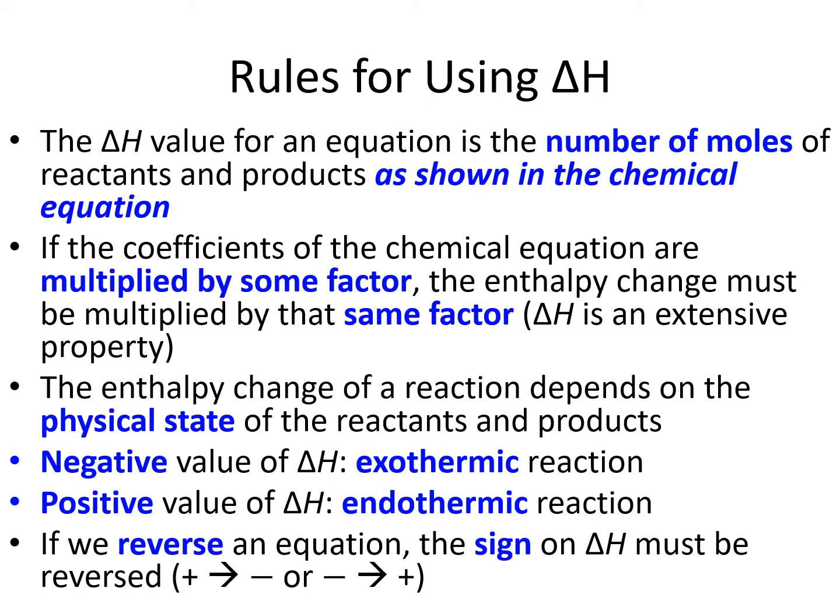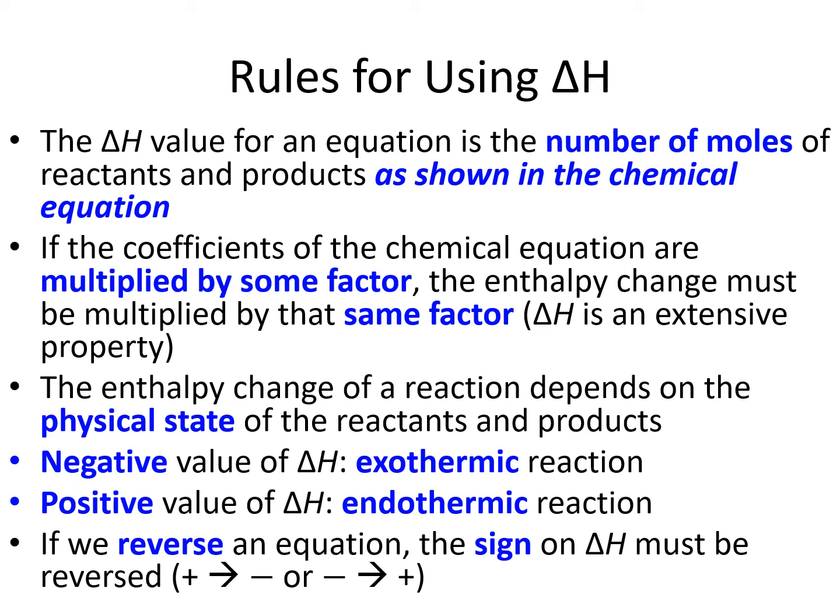We need to follow some rules for using delta H. First, values for delta H are tied to the coefficients in the chemical equation that the delta H is associated with. If the coefficients, which can represent number of moles, change, the delta H must also change. Let's say we multiply our coefficients by some value. We must also multiply the delta H by that same value. For example, if we multiply the coefficients by 2, we must multiply our delta H by 2. If we divide our coefficients by 2, we'll divide our delta H by 2.